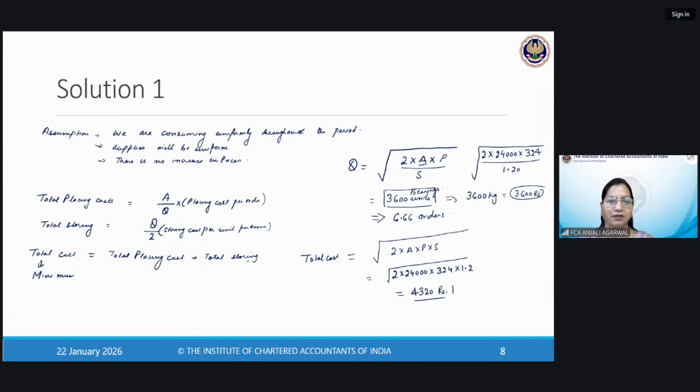So even this way you can work backwards also. Like if you are told that at EOQ, the total cost is 10,000, you can immediately say that the placing cost is 5,000 and storage cost is also 5,000. You can halve the total cost because at EOQ, the placing and storage costs are always equal. Right?